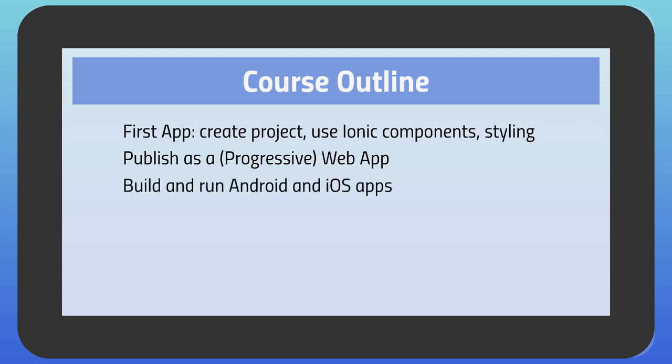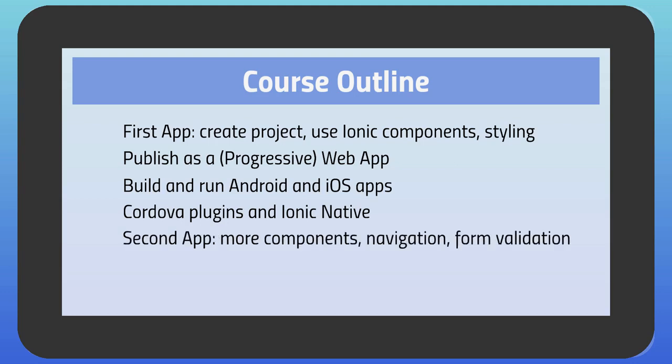Next, we'll see how to build and run our project both as an Android app and as an iOS app. We'll also see how to use native mobile APIs, that is, features that are not normally available to web applications, but that we can access when running our apps on Android and iOS. In the following section, we'll start building a more complex application called the Expense Tracker, and in the process, we'll cover more Ionic components, navigation, form validation, etc.